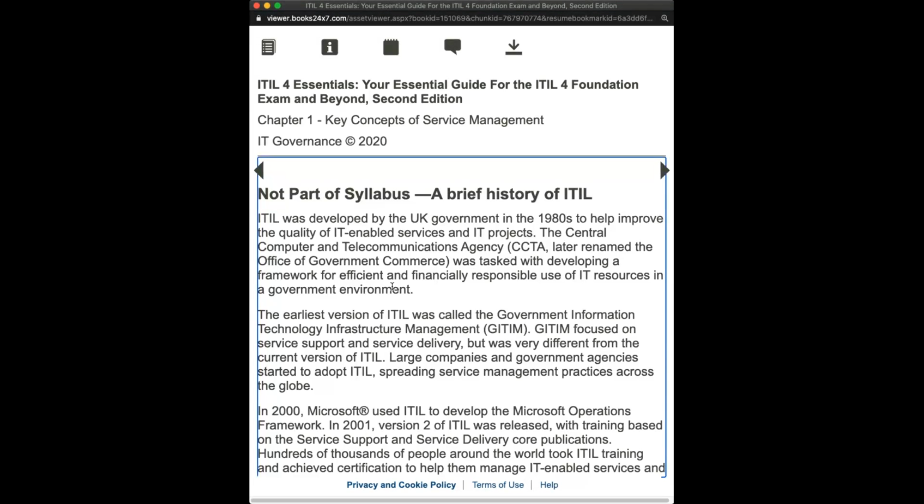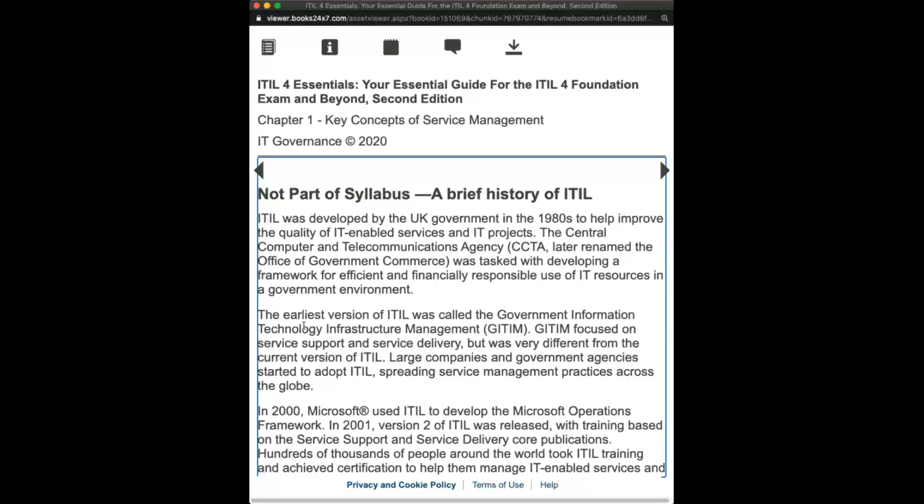It basically developed a framework to have an efficient and financially responsible use of IT resources in a government environment. It was interesting that the framework came first from the public sector, because governments usually try to always save money, so that they don't end up using a lot of taxpayers' money. Okay.